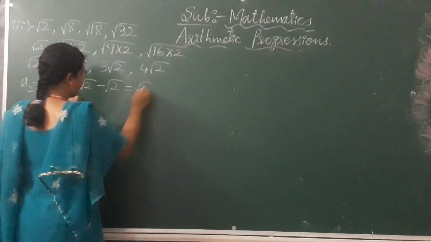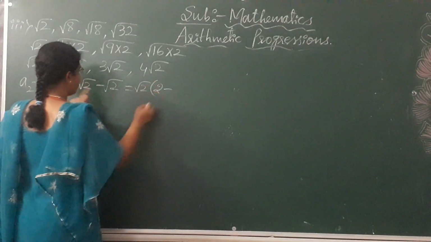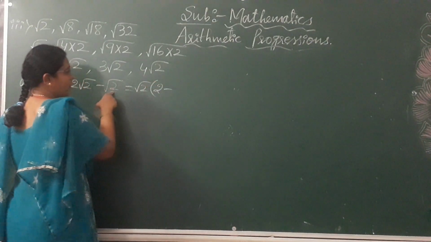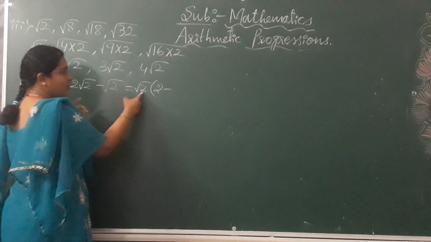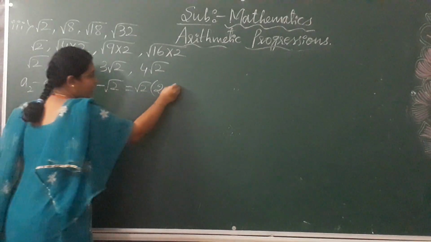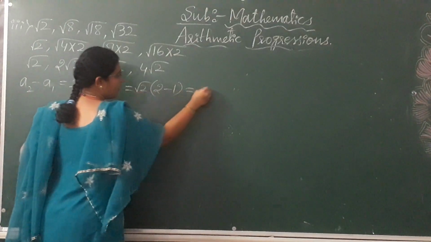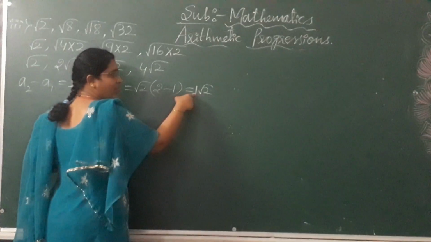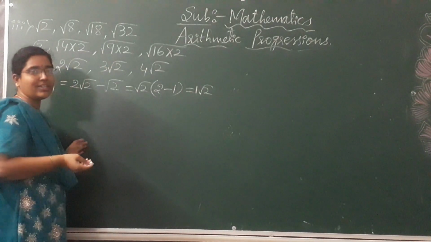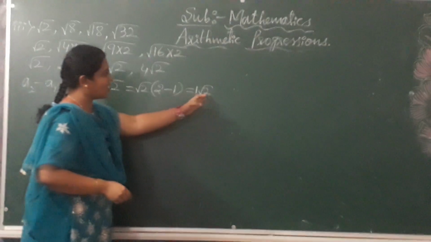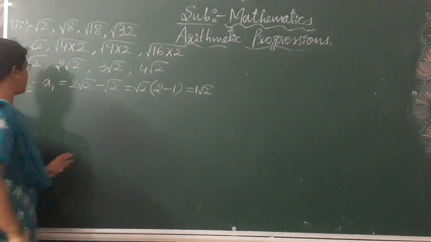We will get 2 minus 1 remaining here, because root 2 only is there. That root 2 only we took as common. That's why 1 remains. This is equal to root 2. 2 minus 1 is 1. Either we can write the 1 or we don't write it. That is understood. This is also equal to root 2.